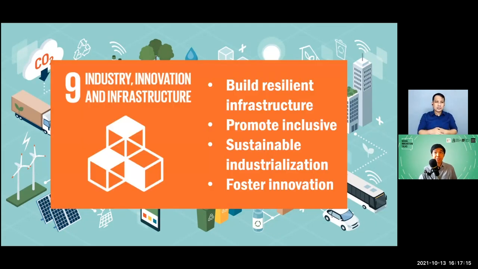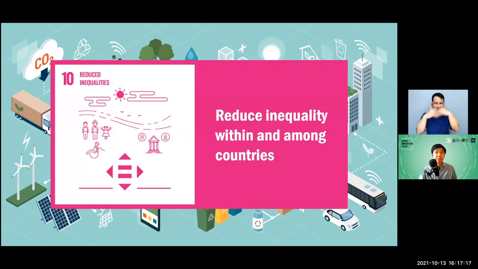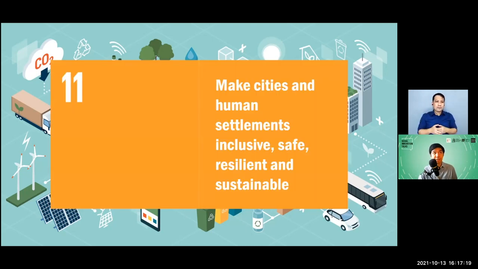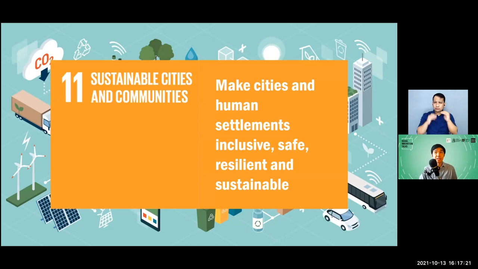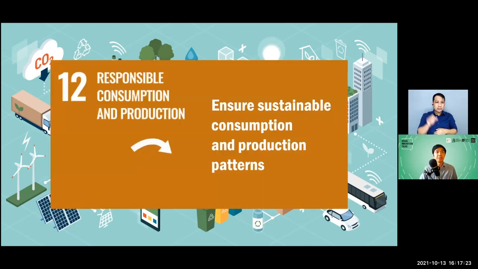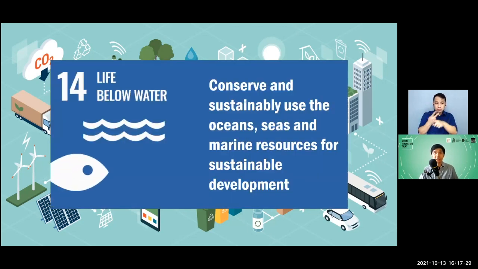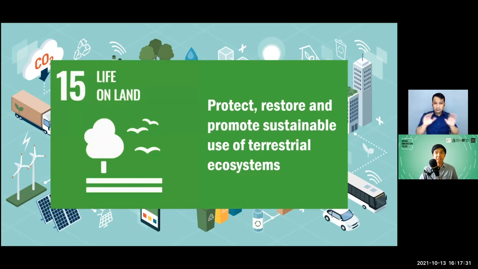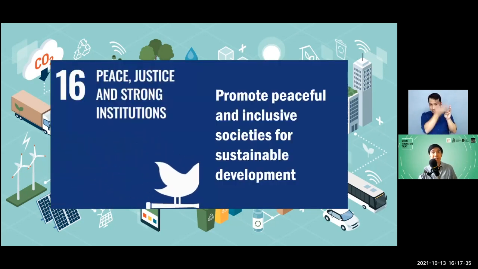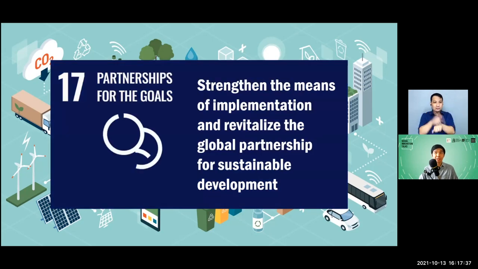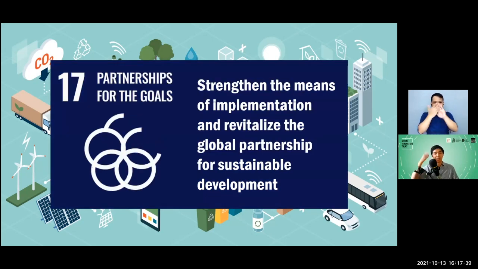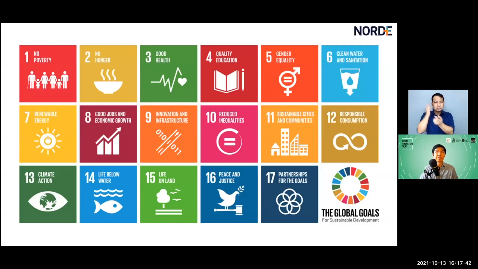9th is industry, innovation, and infrastructure. 10th is reduced inequalities. 11 is sustainable cities and communities. 12, responsible consumption and production. 13, climate action, of course. 14, life below water. 15, life on land. 16, peace, justice, and strong institutions. And finally, 17, partnerships for the goals. So there are quite a lot of goals here in this objective.